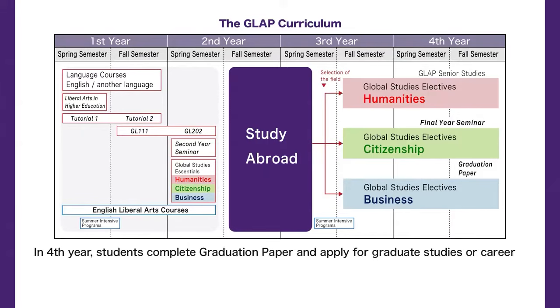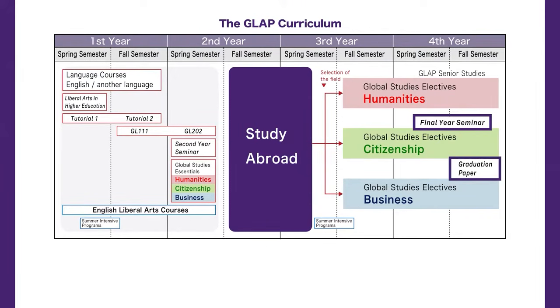Having determined their major and studied abroad and taken appropriate elective courses, students develop an individual plan of study in their 4th or senior year. In the senior year, students take the final year seminar sequence of courses over 2 semesters and the graduation paper course in the final semester.